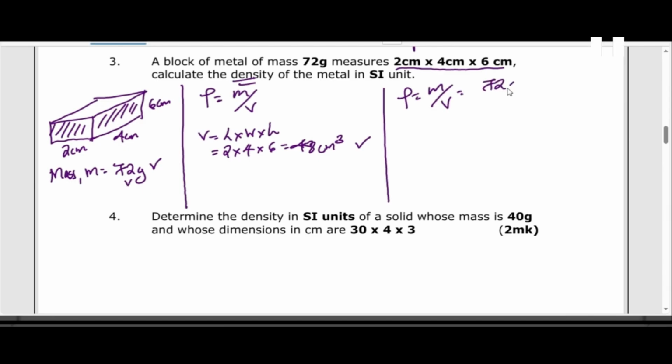Then you follow the formula. Density is mass all over volume. Mass is here, 72 grams. Then volume is 48. So you can see my units are rhyming because grams goes with the centimeters. Then density, kilograms goes with cubic meters. So you simplify that. And that is what you get as the density of the metal.